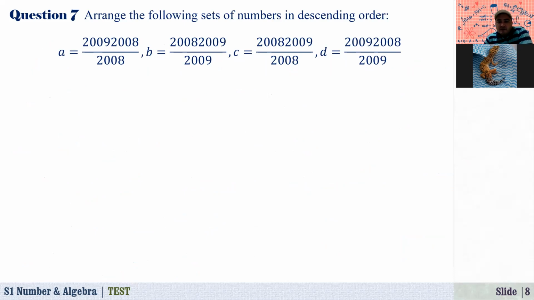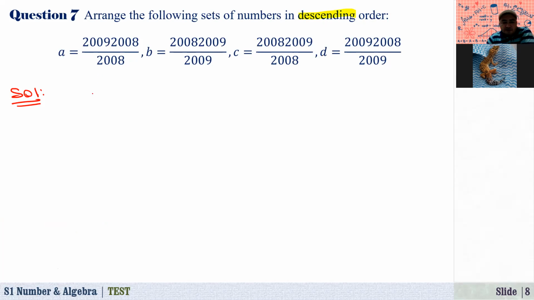Arrange the following sets of numbers in descending order. Descending order means from the largest to the smallest, right? So which one is the biggest and which one is the smallest? The numbers are 2009,2008 over 2008,2008; 2008,2009 over 2009,2009 (and so on for A, B, C, D). First, I can start with A and C because the denominators are the same, right?